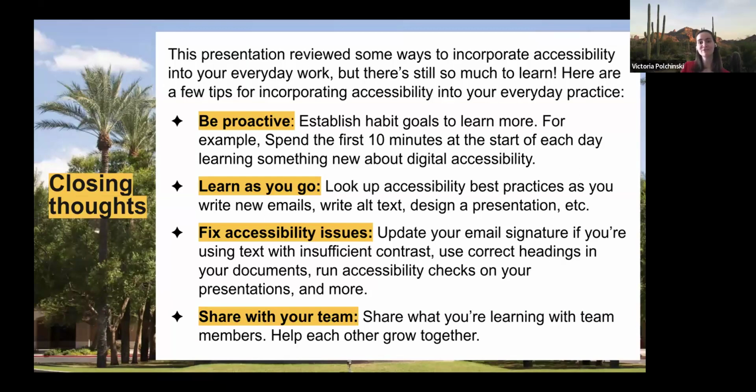Fix accessibility issues. So a common one I see is just little things like not enough contrast in an email signature. You might want to go back and look at your documents and think about, can I use correct headings or just add headings so that there's more structure to the document? You can run accessibility checks on your presentations and more to just go back and see, do you have documents or parts of your everyday content that aren't as accessible as they can be?